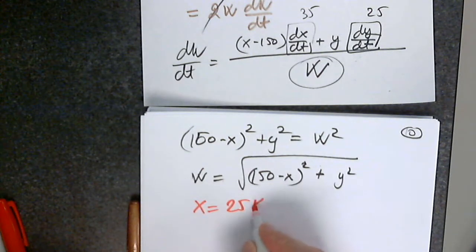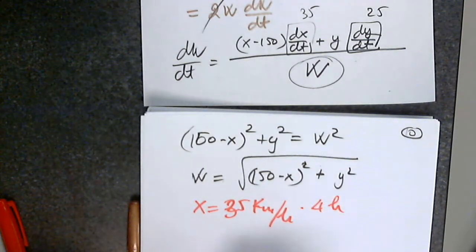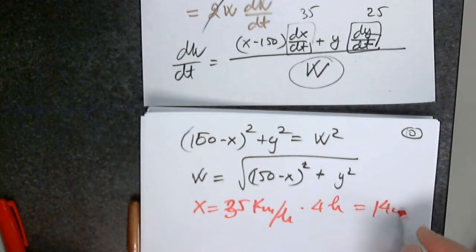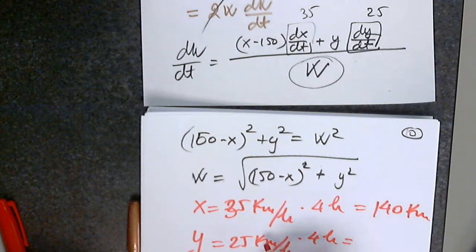but 35, right? 35 kilometers per hour multiplied by 4 hours. And what do I get? So it's 35 times 4, right? So times 2 is 70, 140 kilometers. How do I get y? Well, 25 kilometers per hour times 4 hours, that's 100 kilometers.